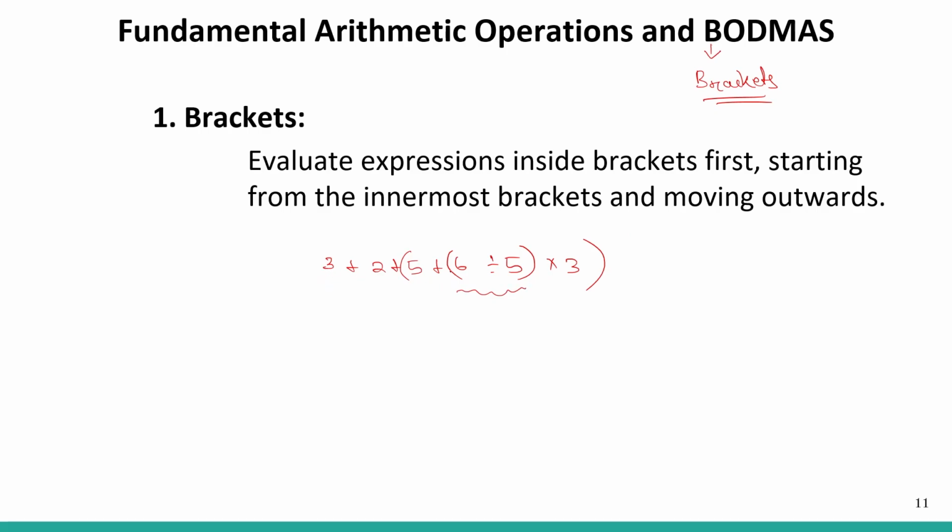First we search for brackets. Where are the brackets here? The innermost bracket is 6 divided by 5, so we divide 6 by 5 first. Next we go to the next innermost bracket, that is 5 plus 6 by 5 into 3. So this part becomes 5 plus 6 by 5 into 3.